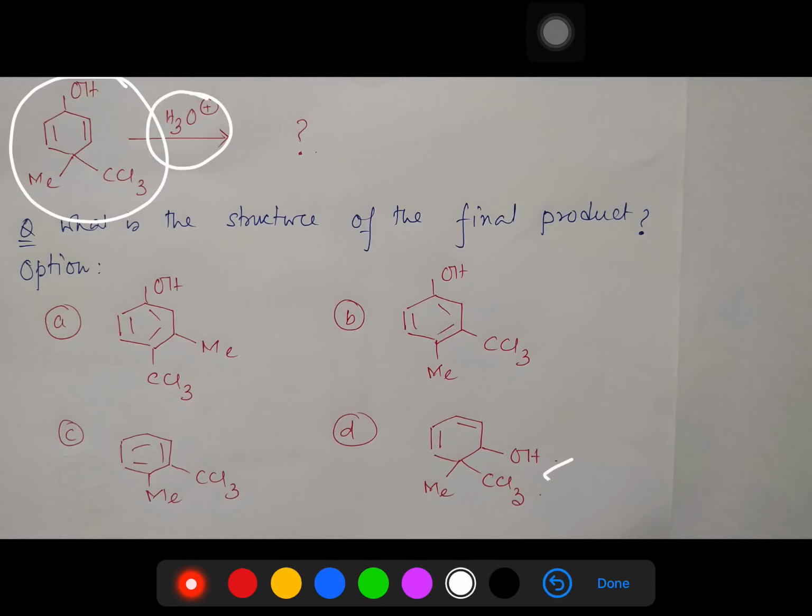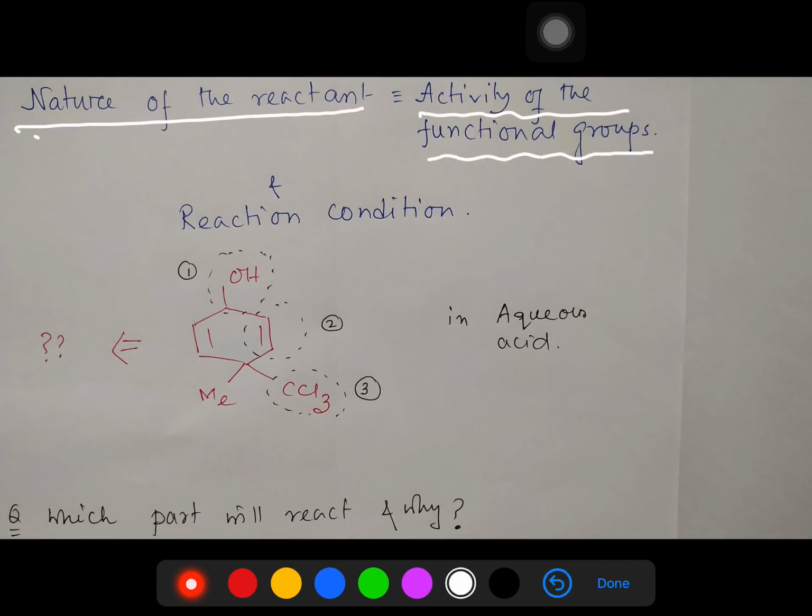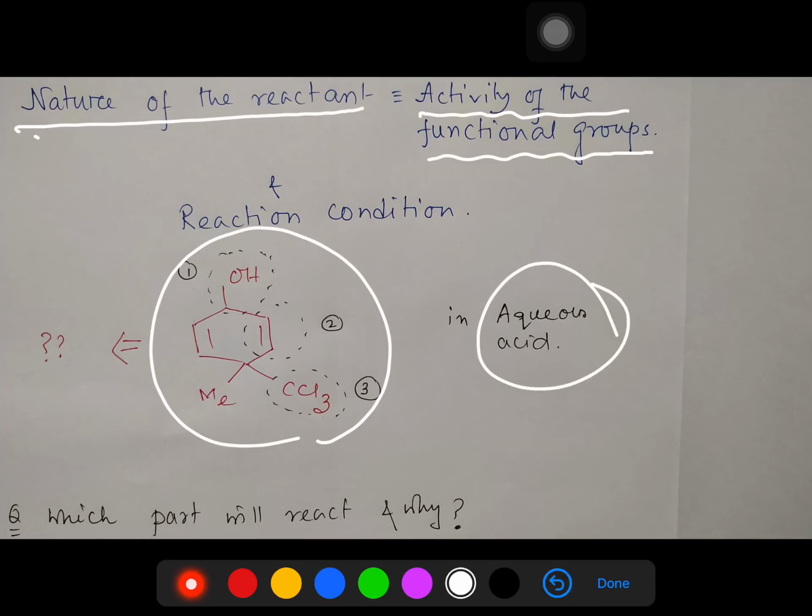Okay, so let's go. To solve any kind of problem, it is essential to understand the nature of the reactant, because if you understand the nature of the reactant, you will understand the activity of the functional group, and this understanding will help you to find out the right answer. So see the molecule, it was given this. Another thing is aqueous acid. Aqueous acid is simply a source of H plus.